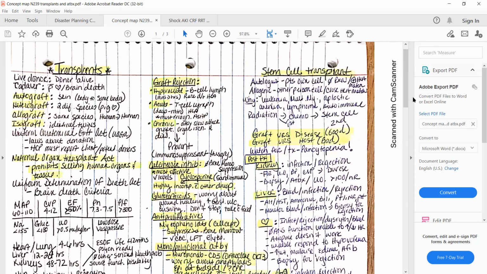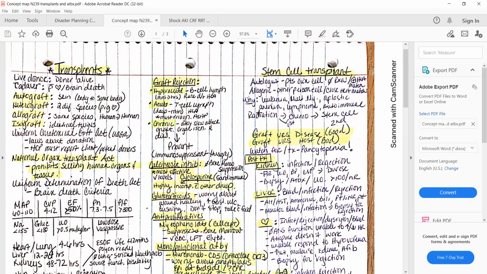Stem cell transplant, let's talk about that. So autologous is the patient's own, so there's no risk of reaction because there's a perfect HLA match. But allogenic is another person's cells, so we want a close HLA match. Why do we do stem cell transplants? It's leukemia, multiple myeloma, aplastic anemias, lymphoma, and autoimmune.